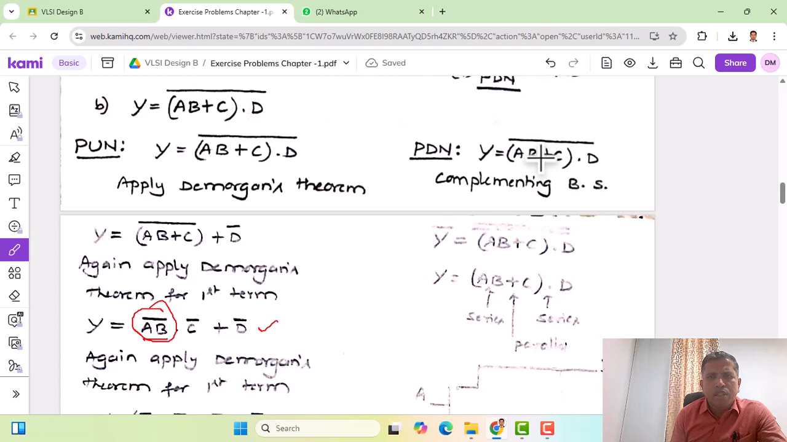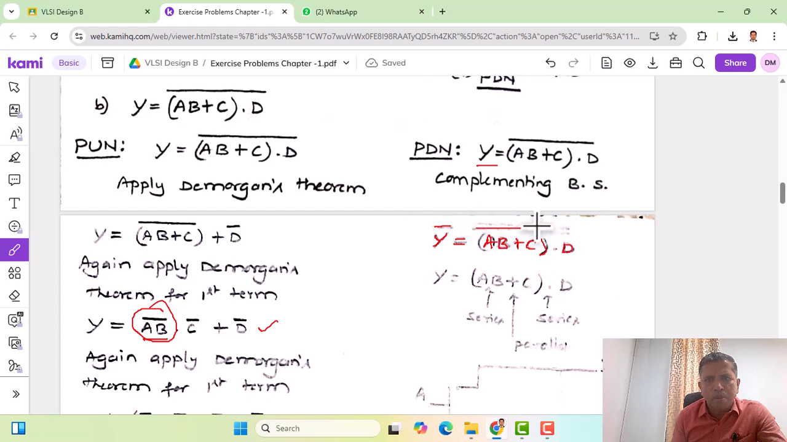So Y equals, let us rewrite the same given expression, Y equals (AB plus C) into D, whole bar, and here we need to have the output variable in the complement form. So we need to complement both sides to get the output variable Y in the complement form. This becomes Y bar, as you can see here. This is Y bar, which is equal to the same term here, AB plus C into D.